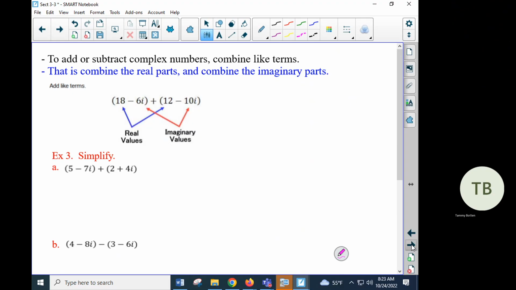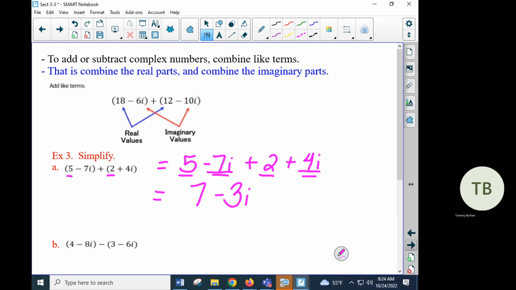Now, when you're adding, you're just going to add the real parts. And if it would help you, when it's addition, you don't have to worry about the parentheses at all. You can just kind of ignore them. But you're going to add the real parts, and 5 plus 2 is 7. And then you're going to combine your imaginary parts, and -7i plus 4i is -3i. And this would be your answer.